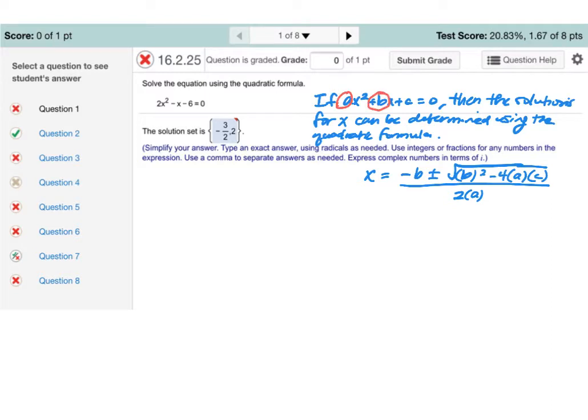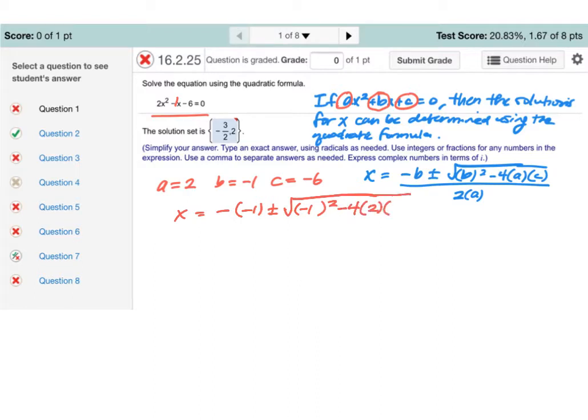a, b, and c. Okay, and so here if we look at 2x squared minus x minus 6, our value for a is 2, our value for b is a negative 1, and our value for c is a negative 6. So my solutions will be determined by x equals a negative of b plus or minus the square root of b, which is negative 1 squared, minus 4 times a, which is 2, times c, which is negative 6, all divided by 2 times a, which is 2.